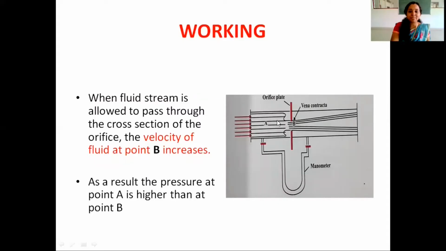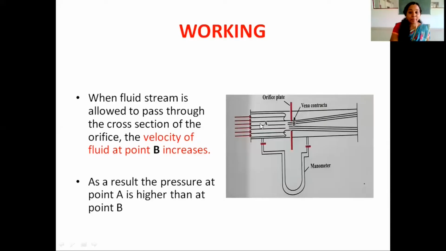When this fluid stream is allowed to pass through this narrow constriction, the velocity of that fluid at this point increases. That is because of this constriction. The velocity of the fluid at point B increases considerably because of that reduction in the area. That means the kinetic energy of that liquid in this region also increases. According to Bernoulli's theorem, when the kinetic energy increases, the pressure energy decreases in that area.